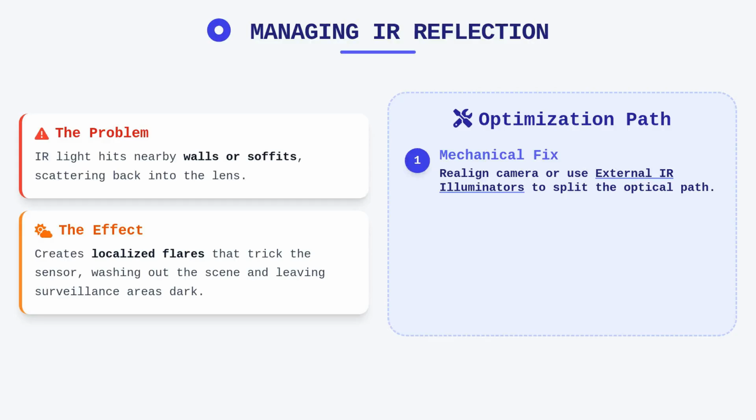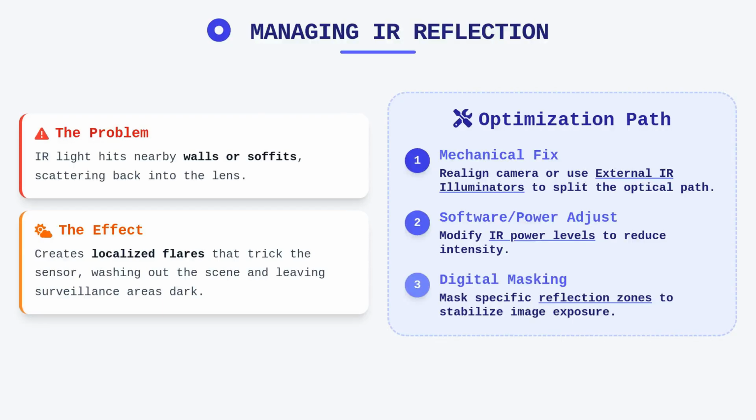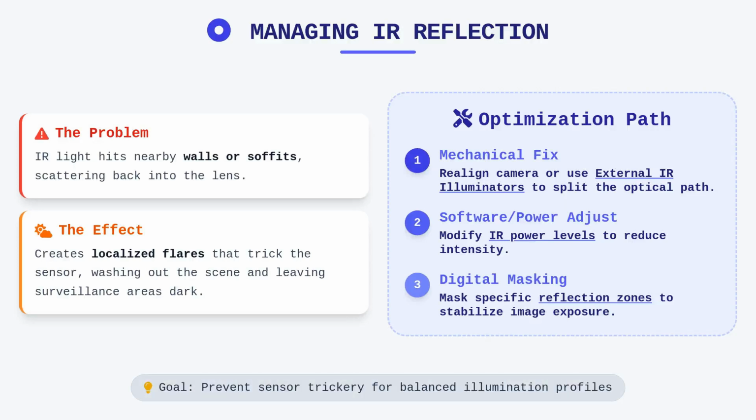If relocation is not possible, you must adjust the infrared power levels or mask the specific areas in the frame where the reflection occurs. This granular control over the illumination profile prevents the sensor from being tricked into thinking the entire scene is bright, which otherwise leads to the rest of the surveillance area appearing unnaturally dark.